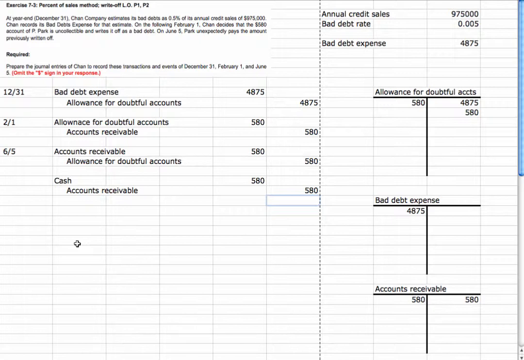All right, so that's basically all it takes. It's pretty simple. The recognition of the bad debt expense, recognition of the write-off, recognition of the cash received where we had to reverse the write-off in order to collect cash. Okay, so now let's take another problem that takes a look at the allowance for doubtful accounts.